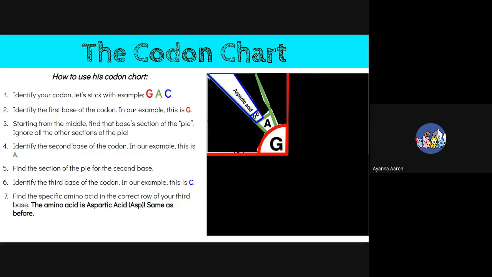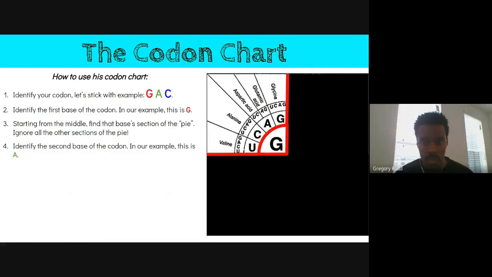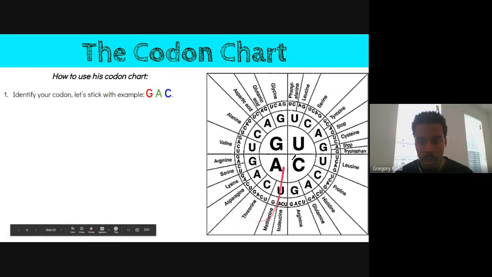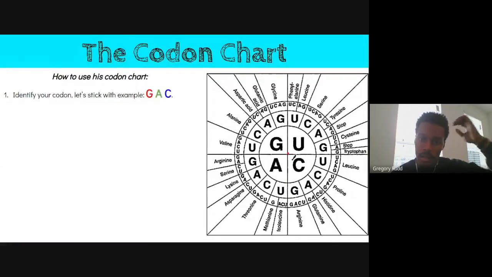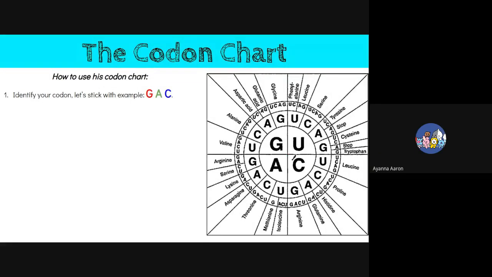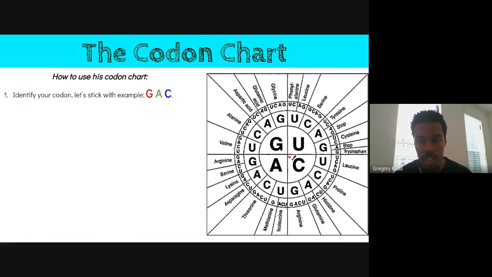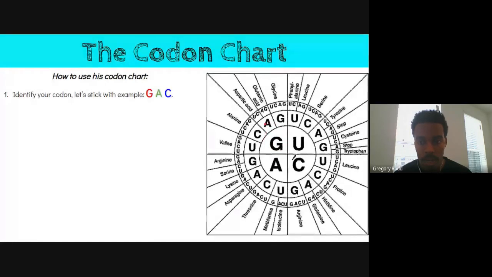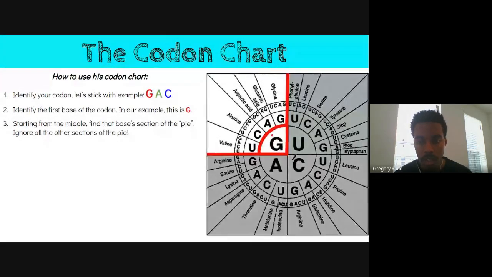I'm confused on what we just did. What were we supposed to be identifying? So this whole thing is about identifying the amino acid. Our amino acids are on the outside here. So we're going to start in the middle and move outwards. What's my first letter here, Ayana? G. Yeah, G is my first letter. It's my first base. So which section, top right, top left, or bottom right, am I looking at? Top left. There's my G right there. So I'm only looking in the top left.